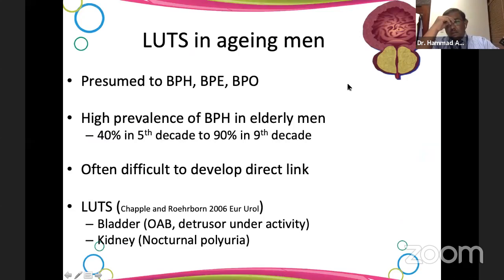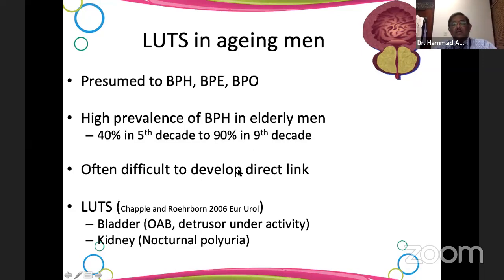Now, what about lower urinary tract symptoms in aging men? And I think this is what the topic is today. So it is presumed to be due to BPH or BPE or BPO, and I will explain further. These three clinical entities are quite different from each other. They merge at a certain point, but they are also different entities.